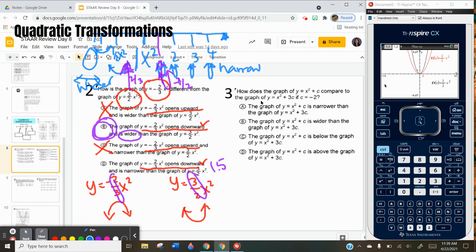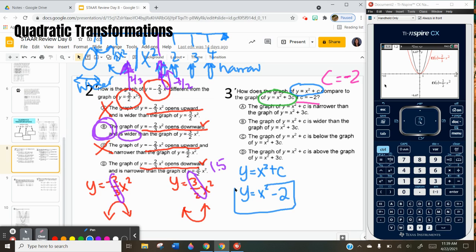Problem number 3. It says, how does the graph y equals x squared plus c compare to the graph y equals x squared plus 3c if the c value is equal to -2? So they're telling you to plug in a -2 for the c. Let's start with the first graph. Graph 1. The equation is y equals x squared plus c. But here they're telling me that instead of c, we're going to use the number -2. So this is my first equation, x squared minus 2.